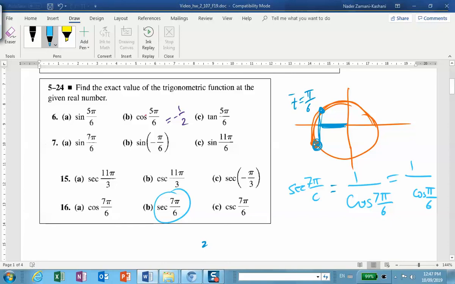Remember, I'm not saying cosine of 7 pi over 6 is the same as cosine of pi over 6. I'm saying cosine of 7 pi over 6 is minus that, because this is negative, okay? The value of the reference thing is always looked at here. So this is 1 over minus 1/2, and the answer is -2. That wraps up these problems 6, 7, 15, and 16. I'm going to stop this and do the second segment.